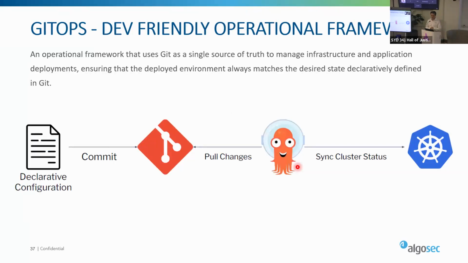So going back to GitOps, what is GitOps? GitOps is a dev-friendly operational framework that uses Git as a single source of truth. Basically, you use the infrastructure and application deployments as a source of truth.